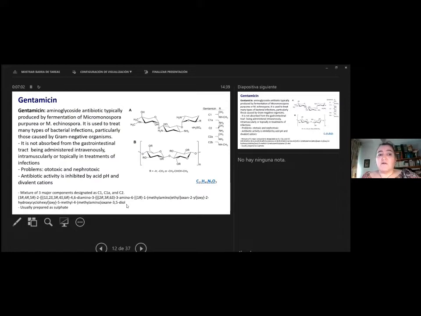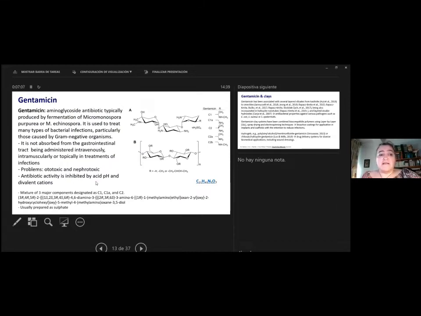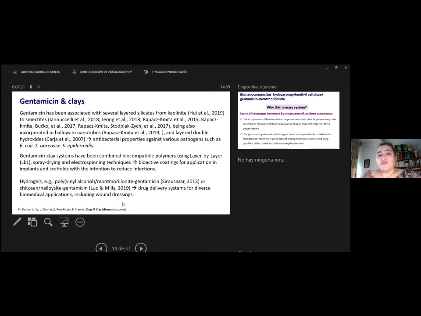Gentamicin is an aminoglycoside antibiotic, and this is important. It is the presence of amino groups that can be protonated, and then give the possibility to interact with the different substrates that can be used for its delivery. And in fact, gentamicin and clays have been studied in different studies.